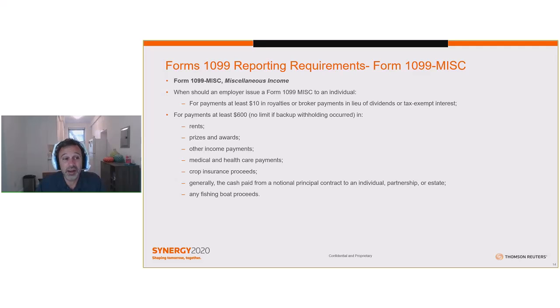So if you've made payments to an individual for rent, for example, of less than $600, a 1099 miscellaneous would not be required because they're under the threshold. But for payments of at least $600 in the items here, so rents, prizes and awards, other income payments, medical and healthcare payments, crop insurance, which I don't see too often, but it is out there, and fishing boat proceeds, any amounts greater than $600 would require the 1099 miscellaneous reporting. The $600 limit does not apply if there is any backup withholding required.